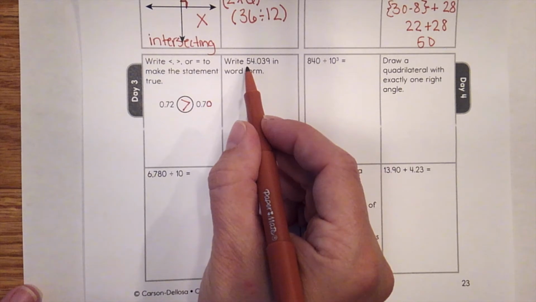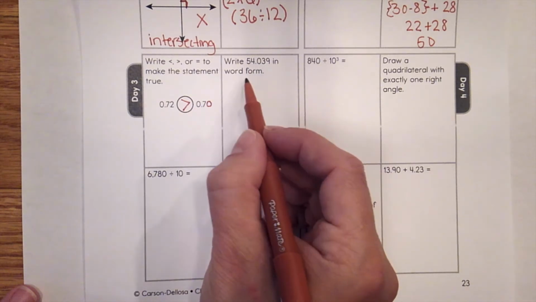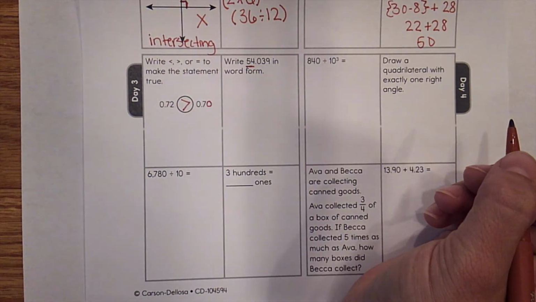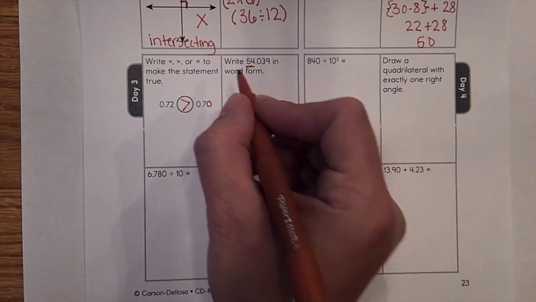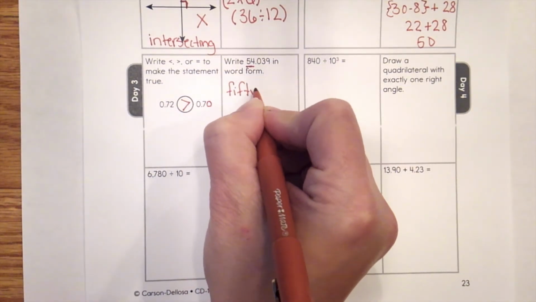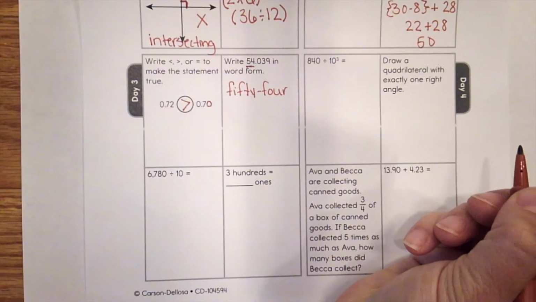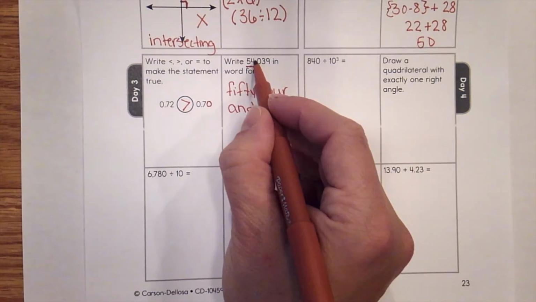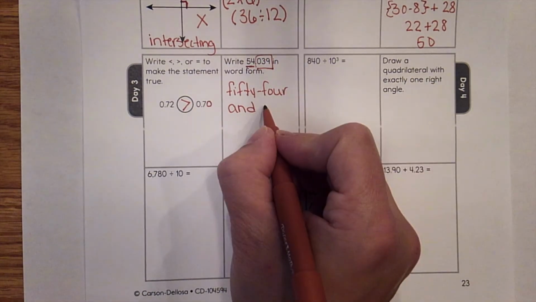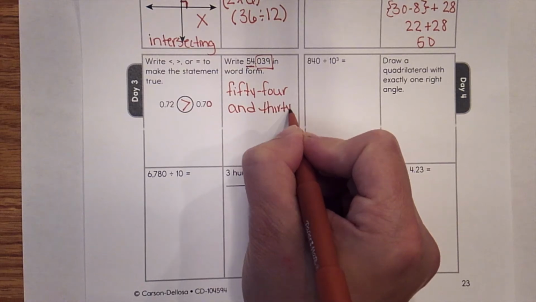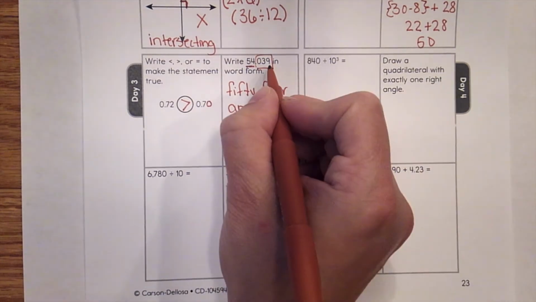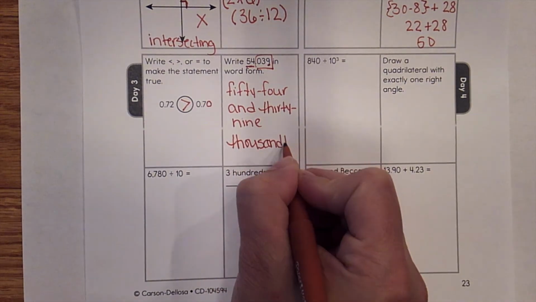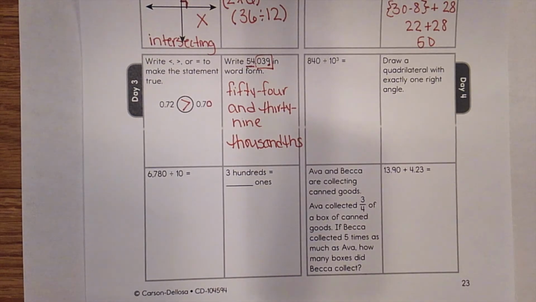We are going to write 54 and 39 thousandths in word form. So we're going to focus on this part of the number first, everything on the left side of the decimal. That is the number 54. The decimal is the word and. Now I'm going to focus on everything on this side of the decimal. That's the number 39. And the 9 is in the thousandths place. So that's 54 and 39 thousandths.